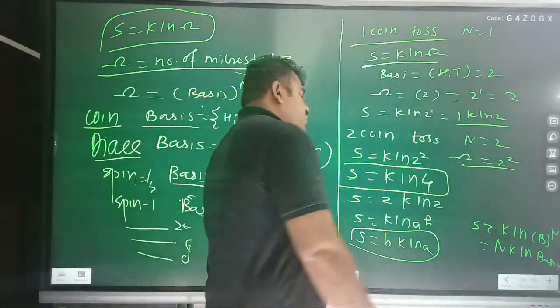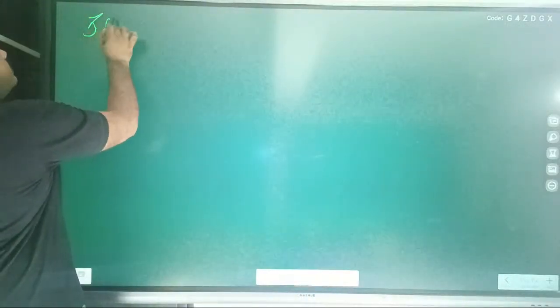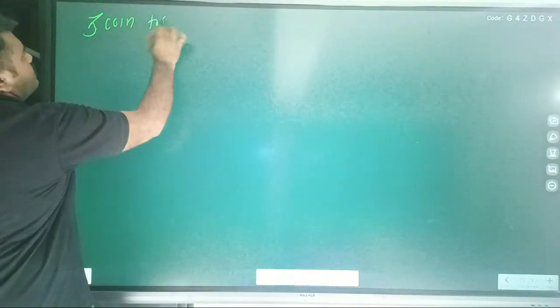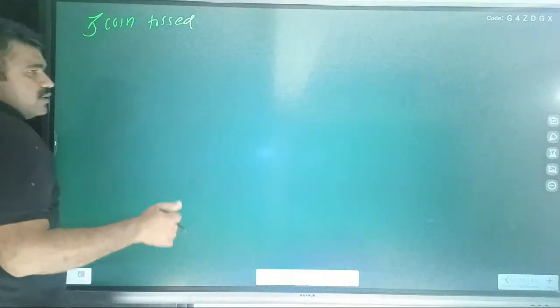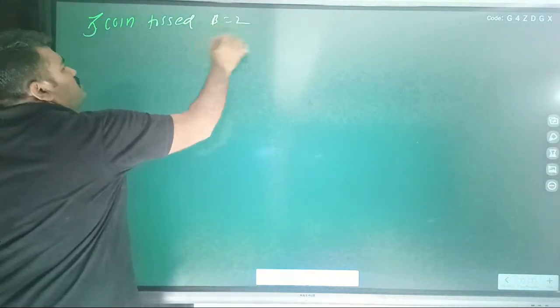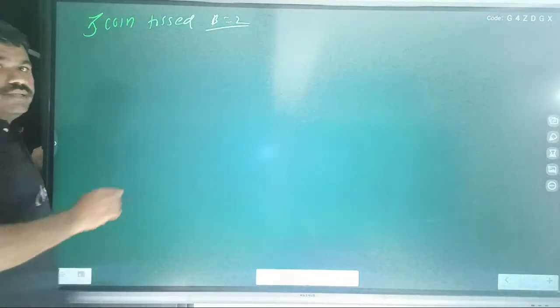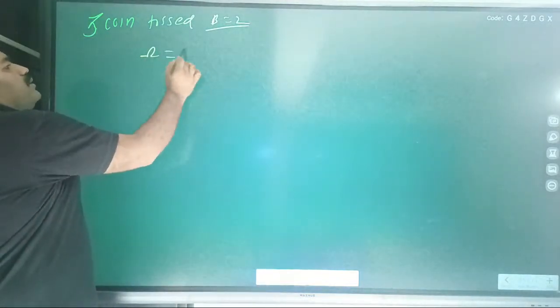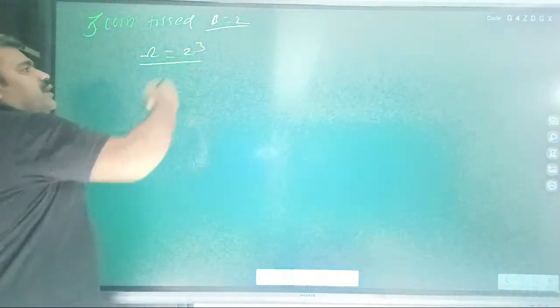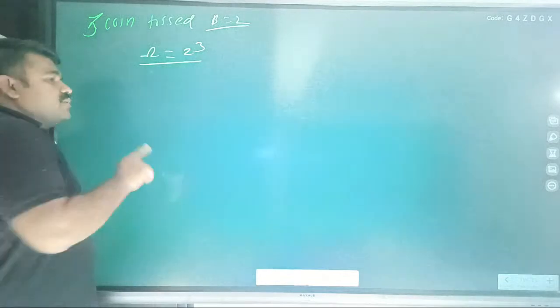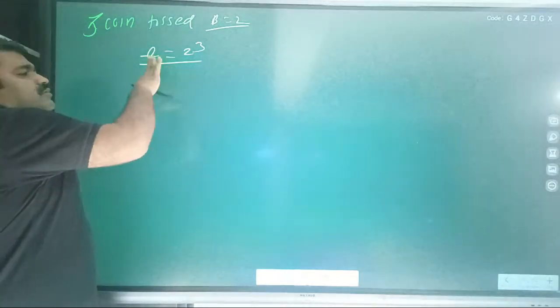Okay. Next, 3 coins are tossed. Then what is the basis? We can choose 1 coin, 2 coins, 3 coins, any n coins. The basis is how much? 2. The number of microstates omega is equal to 2 raised to 3. Don't write down 8 here. Why? Because the option is not like that. Options don't come like that, so they give a slightly more advanced form.